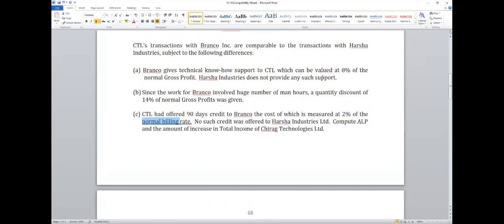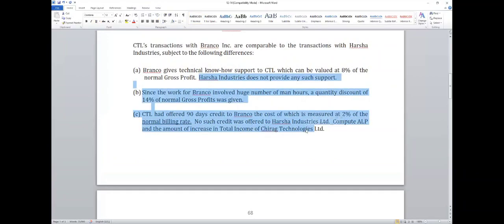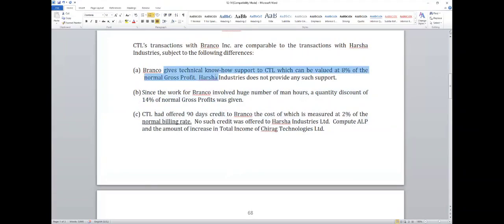Now last sumல we saw 4 adjustments. இந்த sumல 3 adjustments. Total 7 adjustments. 7ல 6 adjustments இப்படி இருக்கு. 8% of normal GP, 14% of normal GP, 20% of normal GP, 10% of normal GP. இப்படி இருந்த ஒரு கொஸ்டின். இங்க பாத்தீங்கன்னா 2% of the normal billing rate. போன சம்ல 3% of the normal GP னா கொடுத்தா.